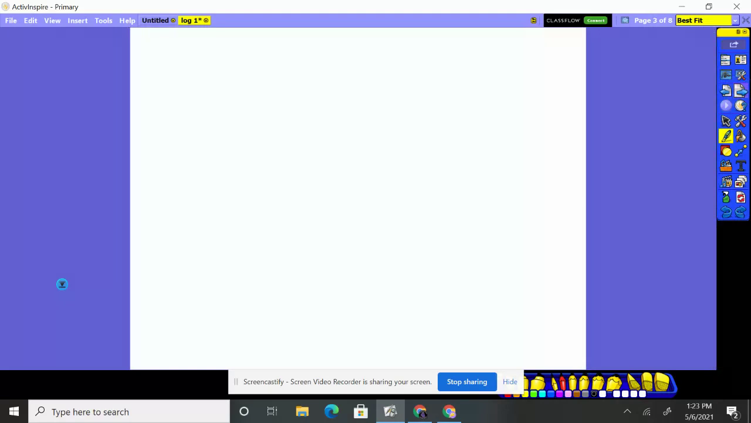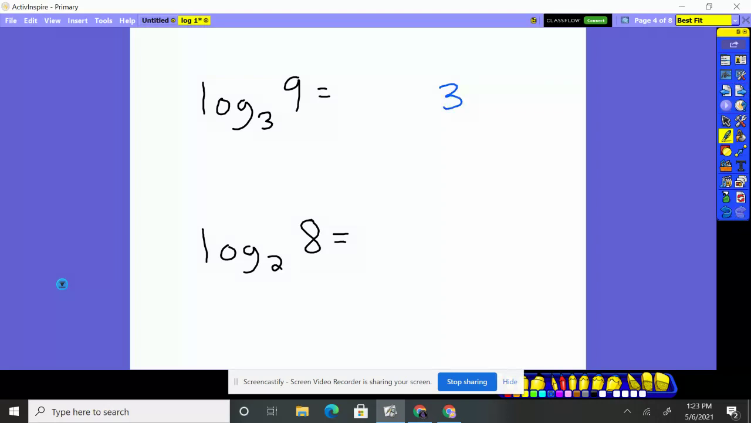So let's look at a couple problems here. So let's say they say log of 9 base 3. Well, to get the answer, we're simply in our brains thinking, hey, 3 to what power gives you 9? Well, that's 2. So the answer to that is 2. What about the log of 8 base 2? Well, that means base 2 to what power gives you 8? That's a 3. 2 to the third power gives you 8.